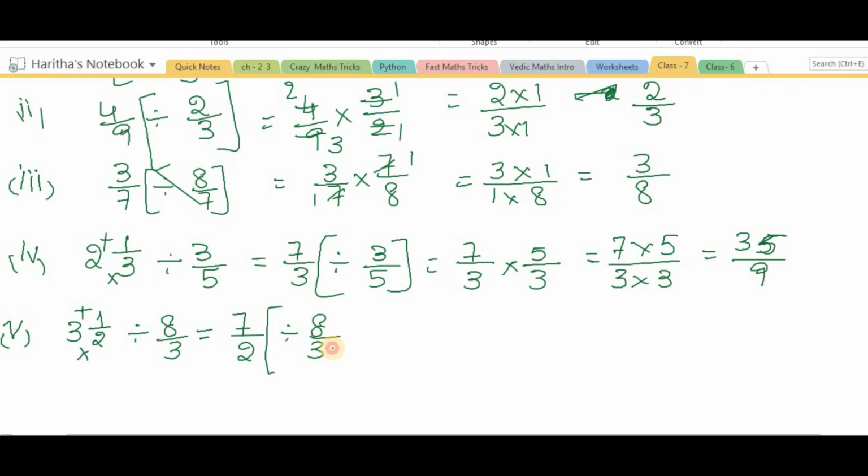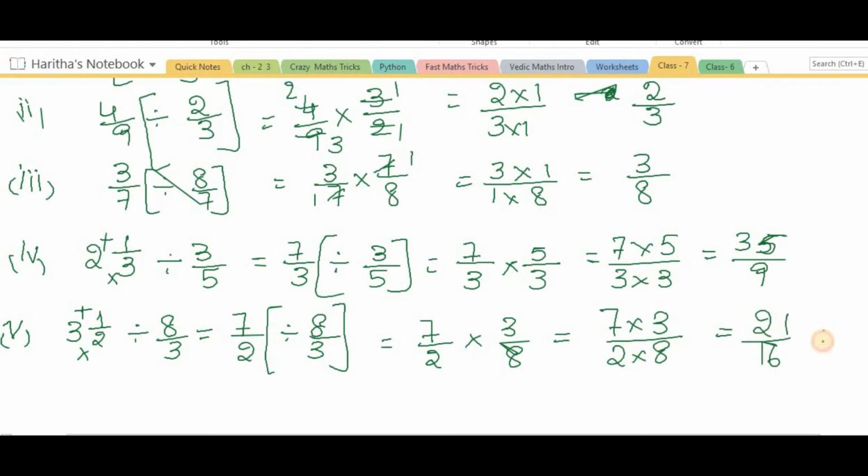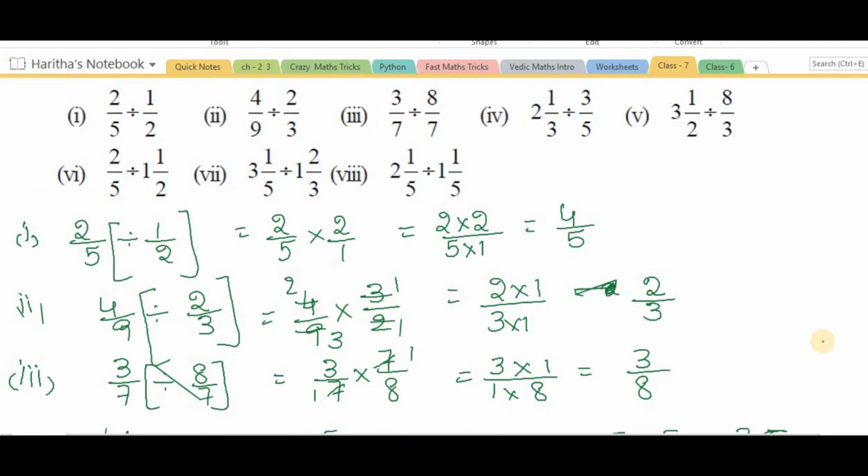Now this is your normal question and you have to follow the steps as they are. 7/2, and the reciprocal of 8/3 is 3/8. As there are no cancellations, we can go for multiplication. 7 3s are 21, 2 8s are 16. Okay students, is it clear to you all? Okay, very good. Now we'll move on to the next question.